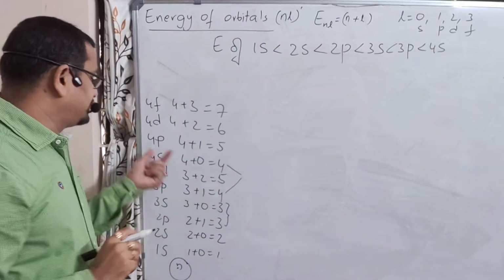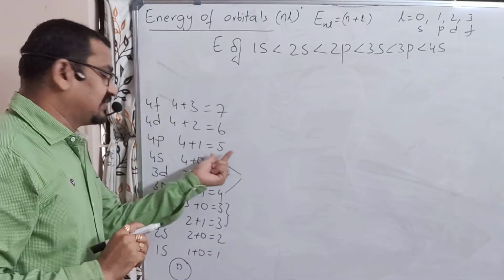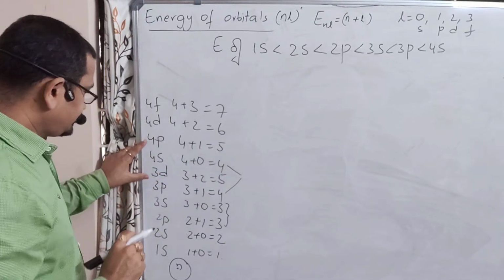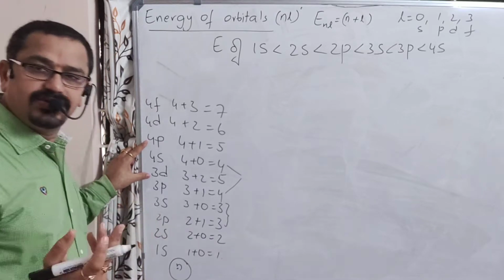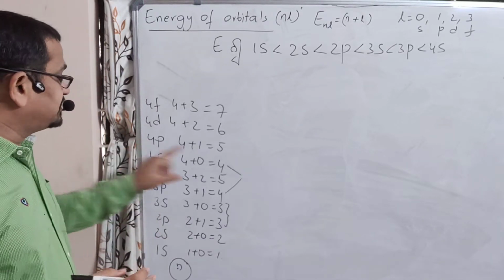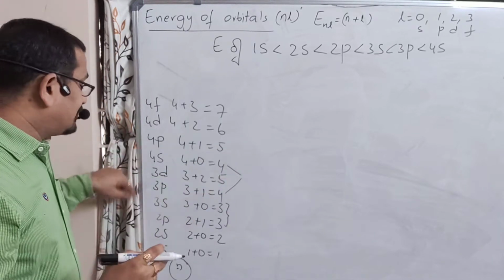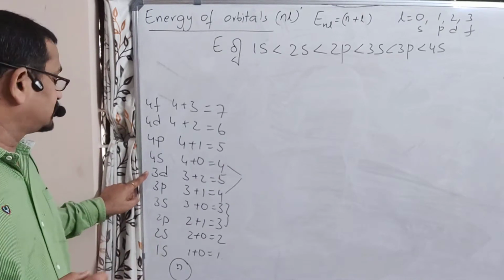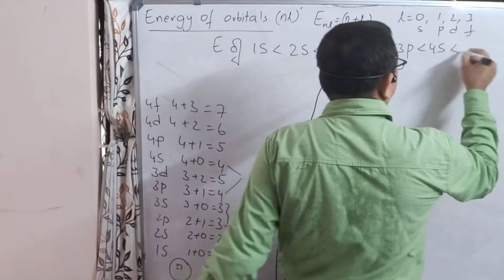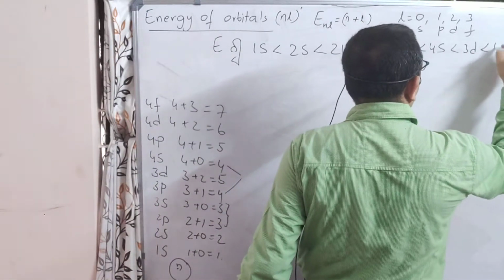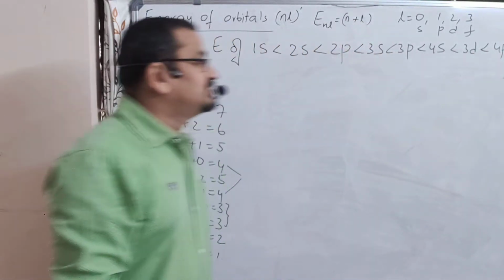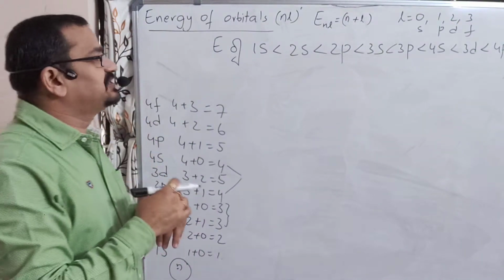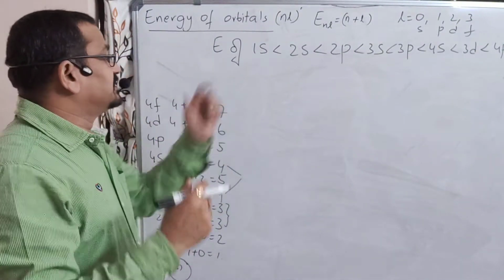3d has energy 5, and 4p also has energy 5. Among 4p and 3d, now you can answer which has least energy. Even though their energy is observed as the same, the least energy can be assigned to the one with the lower principal quantum number. So after 4s, it is 3d, less than 4p, and so on. This is how we can calculate the energy of orbitals for other species.